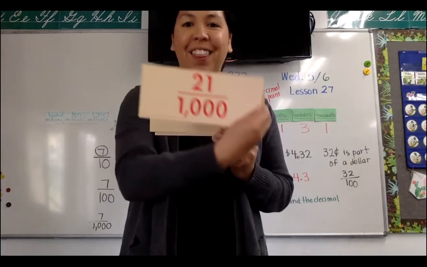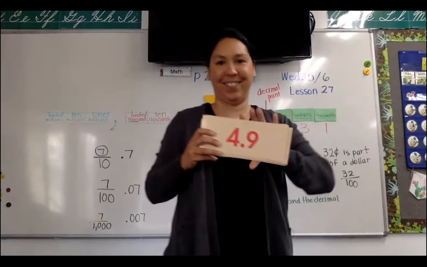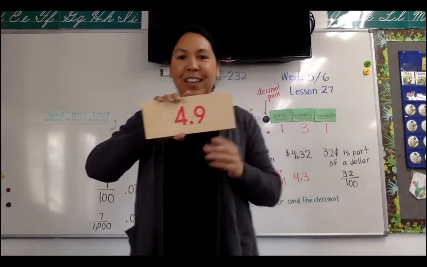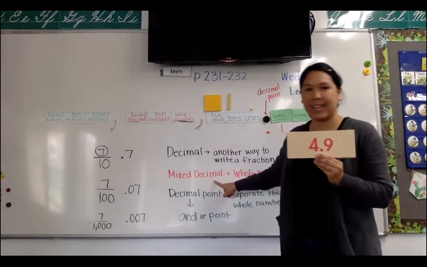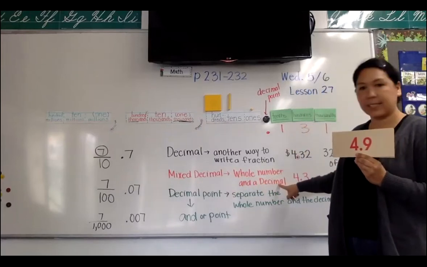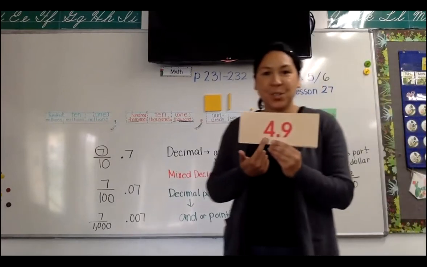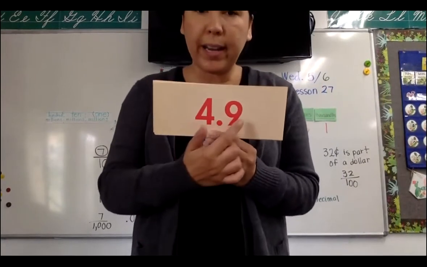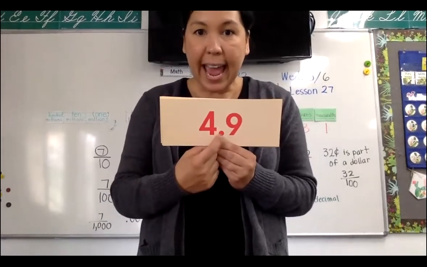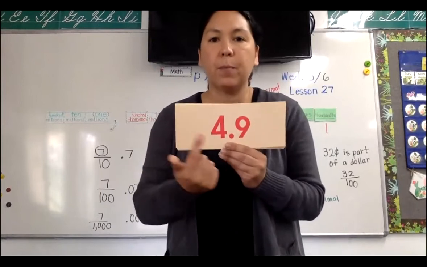21 thousandths. Okay, ooh, now we got something tricky. All right, so now we're looking at the mixed decimal. Remember, the mixed decimal has a whole number and a decimal, like 4.3, okay? We're gonna do this, but we're not gonna say 4.9. We're gonna say and whenever we see this decimal. So ready? You say it with me.